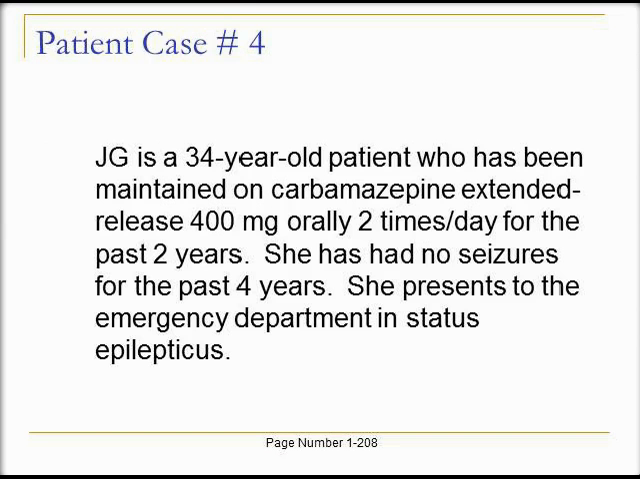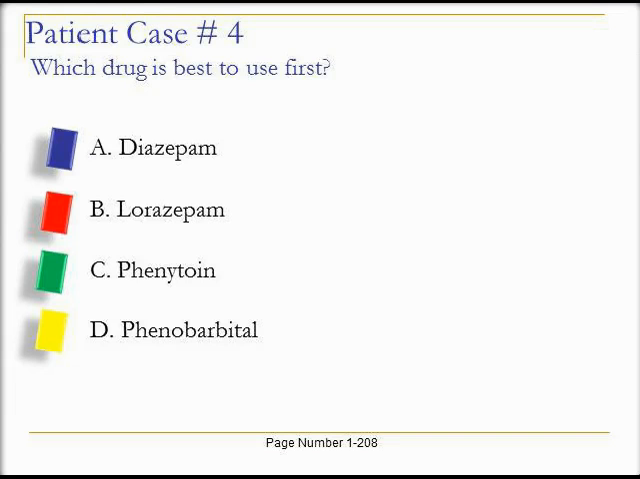Okay. Moving on to case 4. JG, the 34-year-old patient, maintained on carbamazepine extended release 400 milligrams twice a day for the past 2 years. She had no seizures for the past 4 years, and she presents to the emergency department in status epilepticus. What drug should we use first? Diazepam, lorazepam, phenytoin, or phenobarbital?